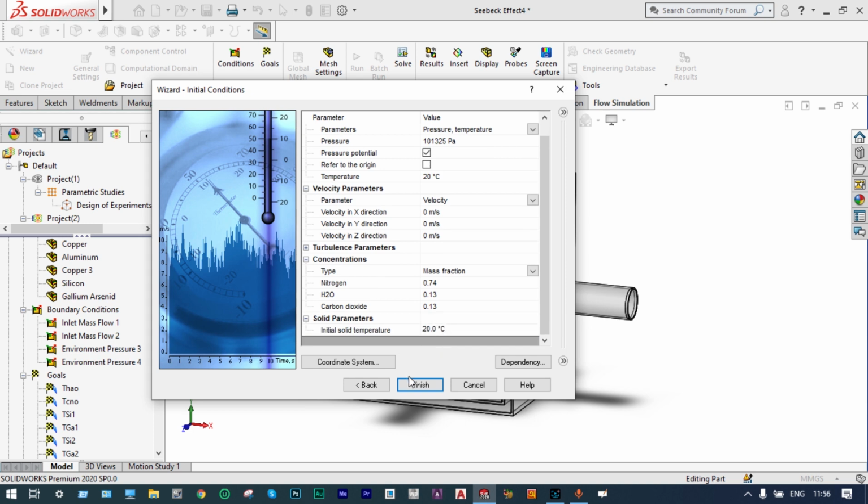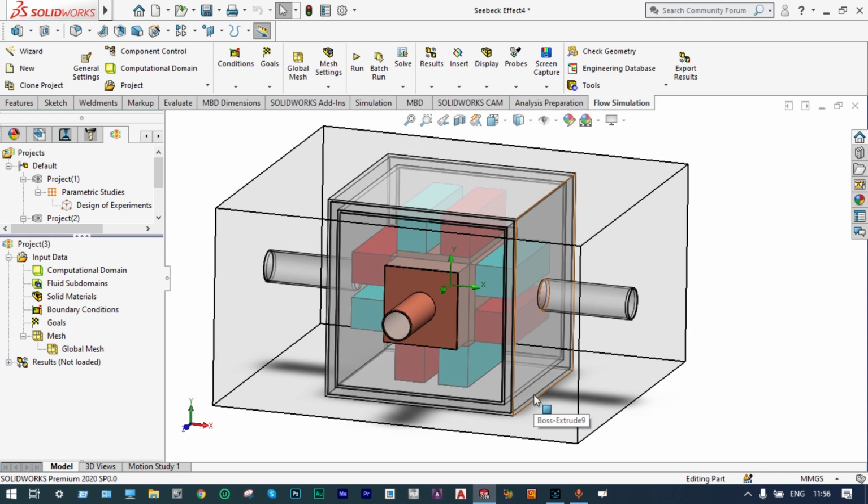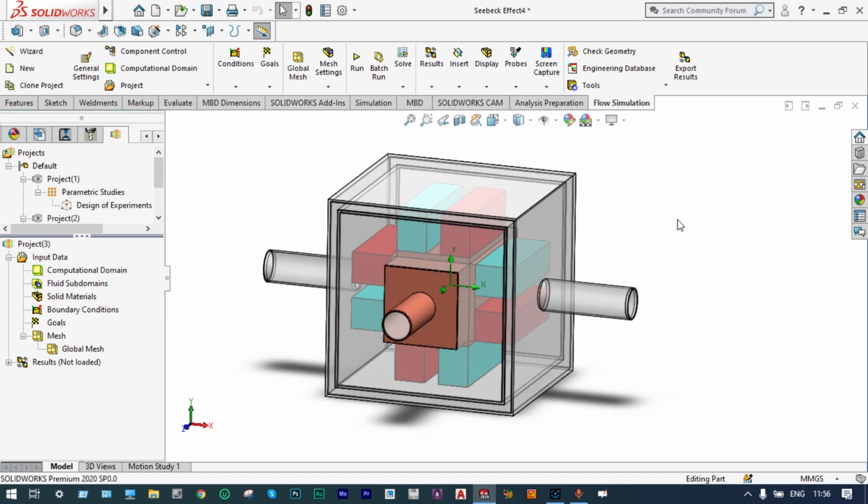Done. Now let us finish this. You can see this is the computational domain, and fluid has already been generated inside this container. Next to that, we have to hide this computational domain. Let us hide it.